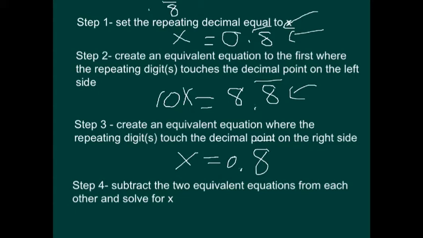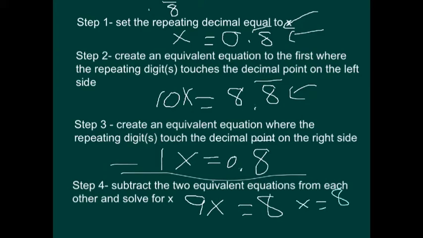And then you're going to subtract the two equations. So 10, and we remember there's a 1 in front of that x. So 10 minus 1 is 9x, and 8.8 repeating minus 0.8 repeating is going to give us 8. And then in order to solve for x, we're going to divide both sides by 9. And so we're going to end up with 8/9.